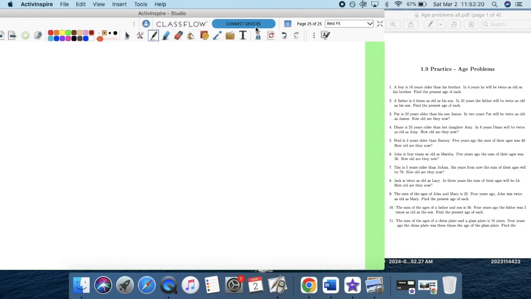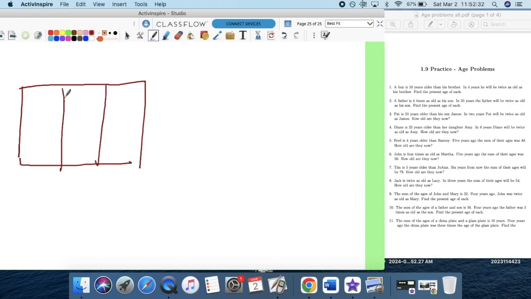Number 10. The sum of the ages of the father and son is 56. 4 years ago, the father was 3 times as old as the son. Find the present age of each. Okay. The clue we're given here is that if you add their ages, their ages equal 56. So we have father and son. Now it doesn't matter who. I know that father plus son equals 56. So let's call the father's age x. Well, if dad is x, the son is going to be 56 take away whatever dad is, which currently is x.